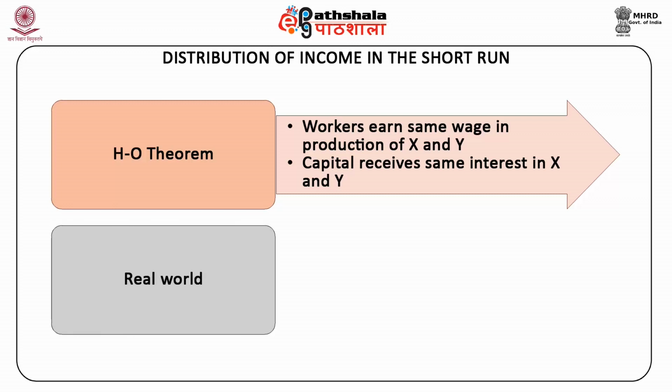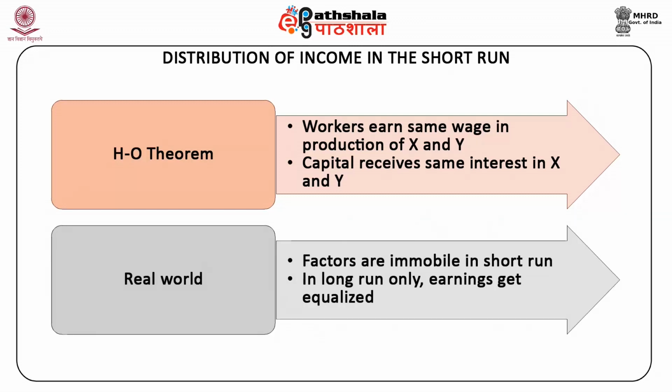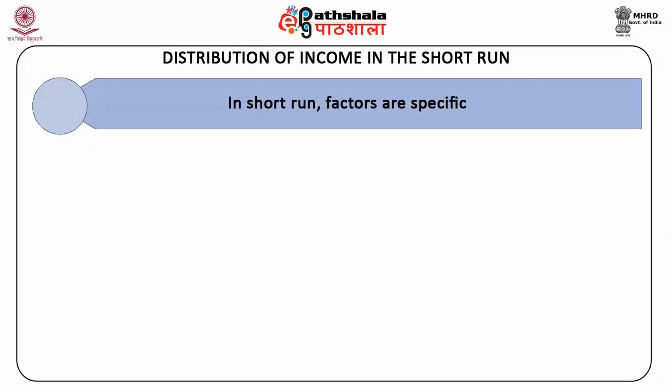However, in the real world, factors earn quite different amounts in different industries because it takes time for factors to move between industries, that is, they are immobile in the short run. Only in the long run, when there is enough time for resources to move between industries, will earnings be equalized again. In the short run, factors are specific. This difference in short run and long run is very important for understanding the income distribution effect.